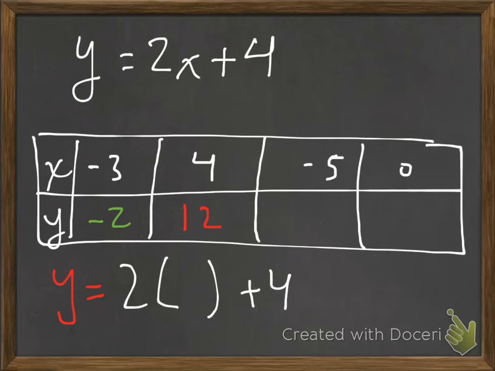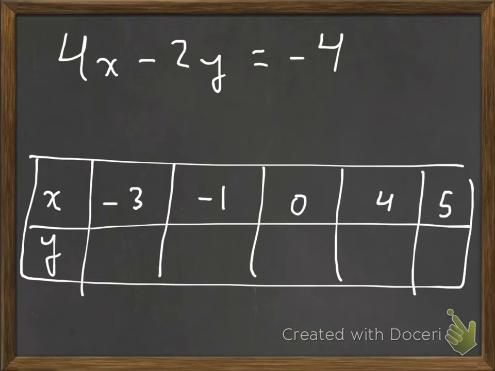The next one will be negative 5. So we plug negative 5 in. I'm going to do a different color. Negative 5. 2 times negative 5 is negative 10. Negative 10 plus 4 is a negative 6. And then we do the last one. Plug 0 in. 2 times 0 is 0. 0 plus 4 is 4. All right, that's exactly what we did. Go ahead and try this one now.